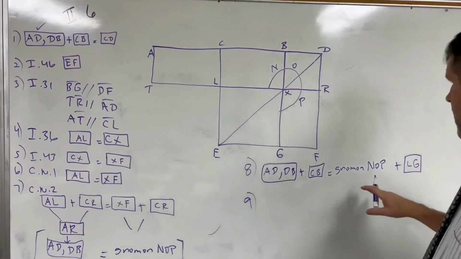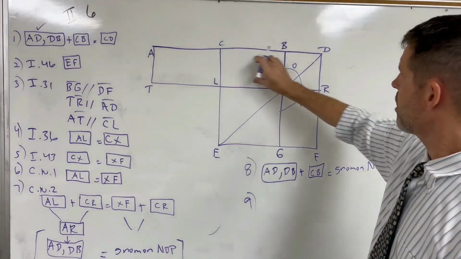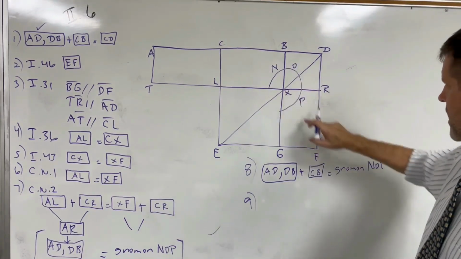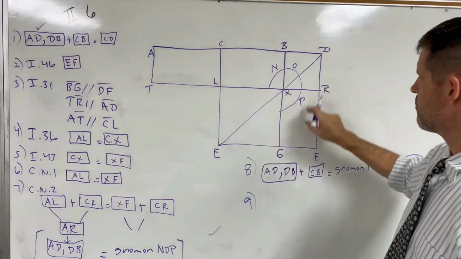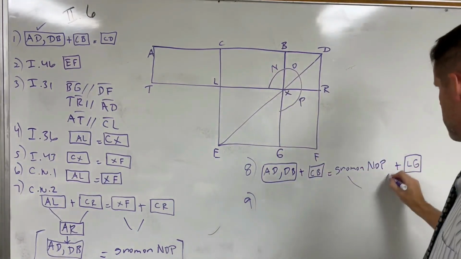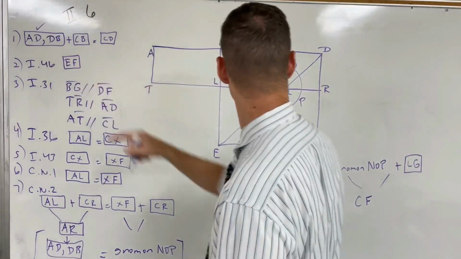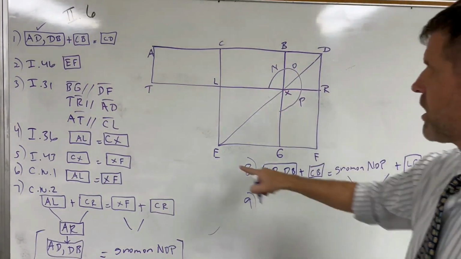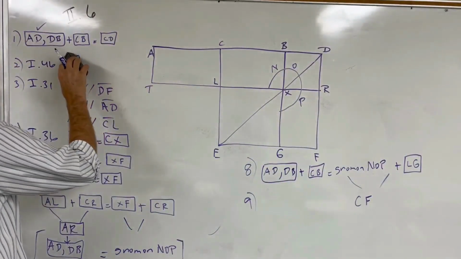But we can see that the gnomon NOP and LG are, so we've got this part of the gnomon, the figure CX, we've got BR, another part of it, XF, the third part of the gnomon, and then we've got the figure LG. Well, all those 4 parts make up the whole of CF. I called it EF before, but I mislabeled it back here, so we'll call this CF up here.